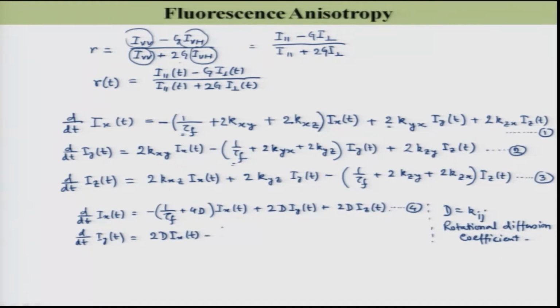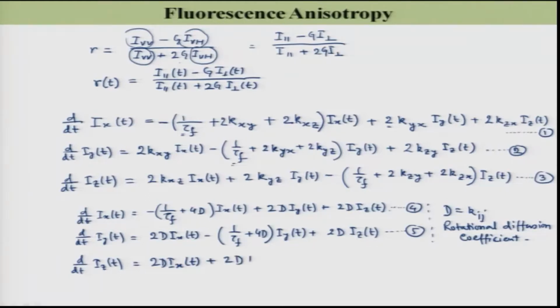I_x(t) minus (1 over tau_f plus 4D) I_y(t) plus 2D I_z(t). Let us say this is equation number 5, and d/dt of I_z(t) equals 2D I_x(t) plus 2D I_y(t) minus (1 over tau_f plus 4D) into I_z. Let us say this is equation number 6.